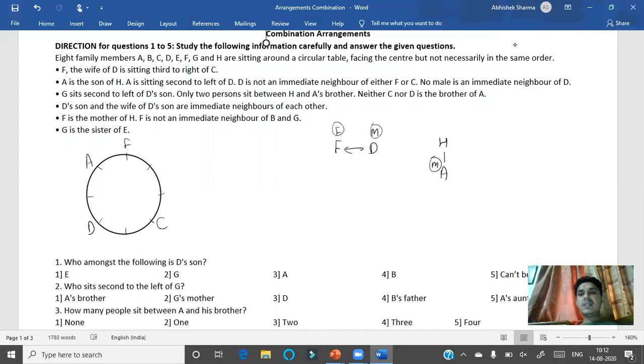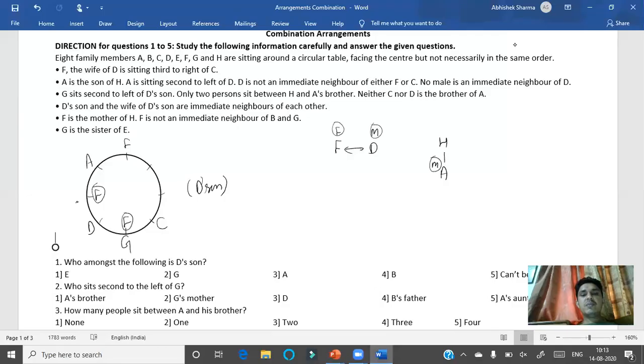Thereafter, no male is an immediate neighbor of D. That means this should be female and this should be female. Thereafter, G sits second to the left of D's son. So friends, I cannot place G here at this point because D's son cannot be here. I can place G here, and if G is here, G sits second to the left of D's son. That means here at this point I can place D's son.